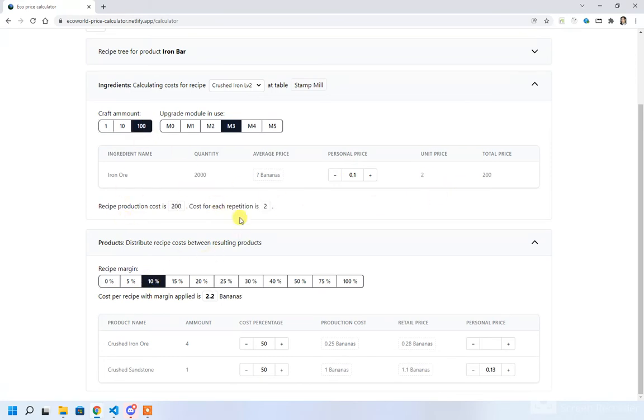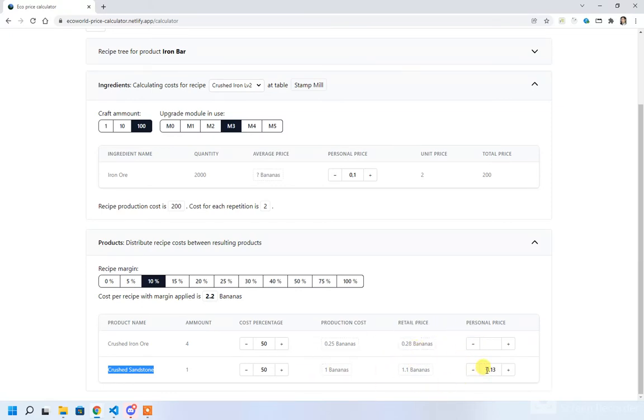If I use a 10% increase, now comes the big part: how do I distribute this cost? The cost is 2. Now I have to price iron ore and sandstone. I can either say sandstone is 0 and distribute the price only over iron ore and give away the sandstone, or I can sell the sandstone for a reasonable price.